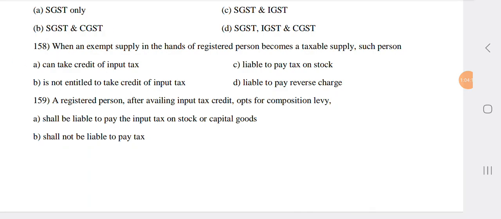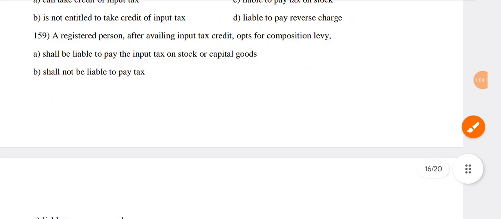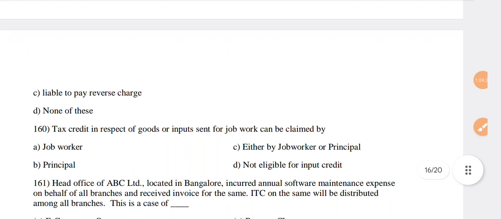Next question. A registered person, after availing input tax credit, opts for composition levy. Option A, shall be liable to pay the input tax on stock or capital goods. B, shall not be liable to pay tax. C, liable to pay reverse charge. And D, none of this. And the correct option is A.